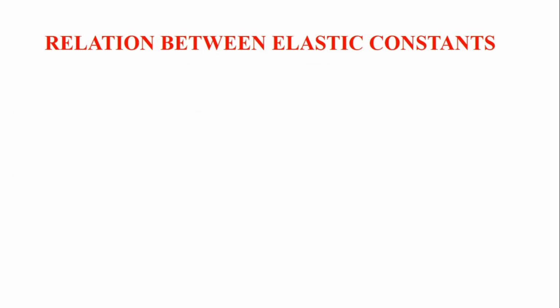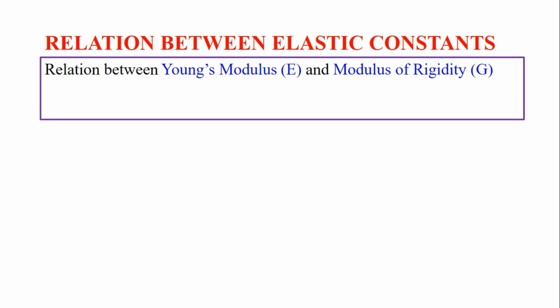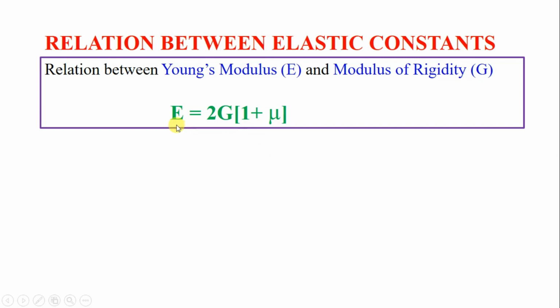We know there are three elastic constants, viz. capital E, your Young's modulus, capital G, your modulus of rigidity, and capital K, bulk modulus. Now what are the relationships between these three elastic constants? In order to derive the relation, we need this Poisson's ratio mu. So here the relation between Young's modulus and modulus of rigidity is given by E is equal to 2G into 1 plus mu. You can use this relation in the problem.